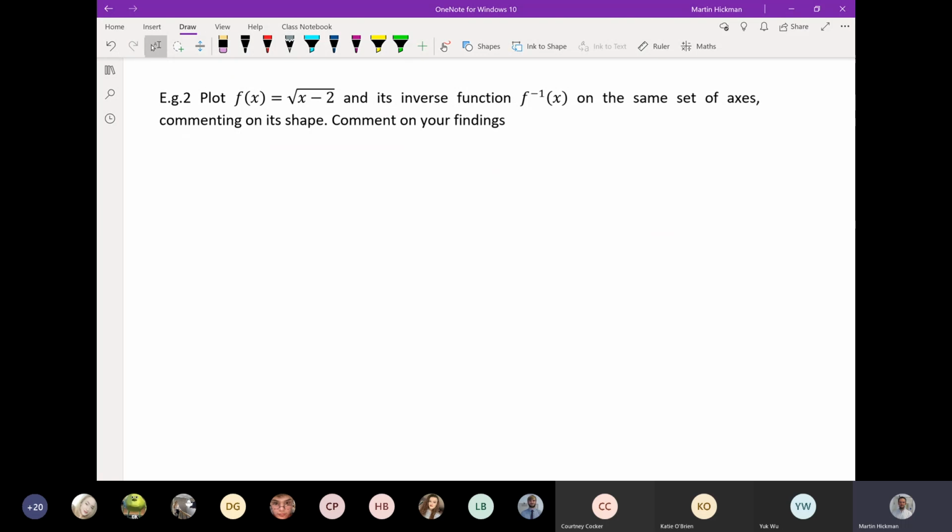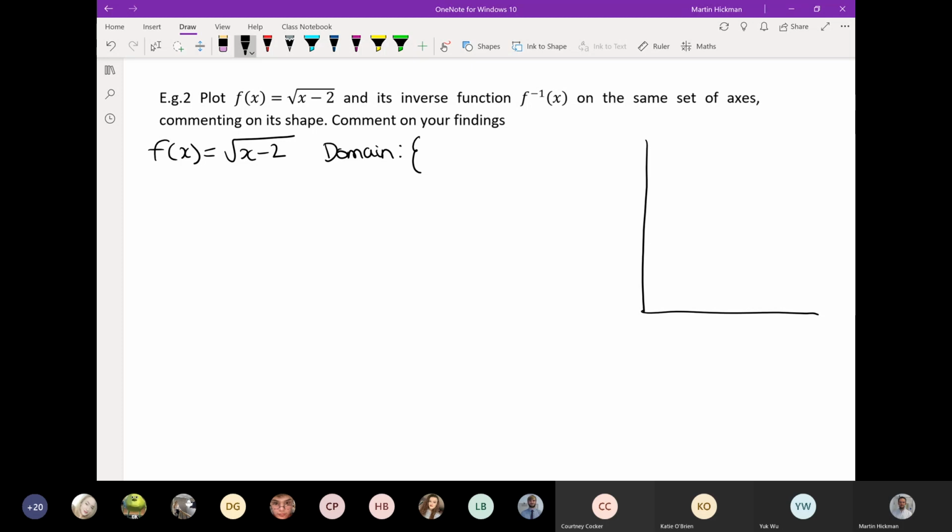Example 2. We've got f of x equals the square root of x minus 2. So the first thing I'm going to do is sketch what this looks like. Now, before I do so, I'm going to consider what the domain is here. Okay, so I know that x can be any real number, but there is a restriction on it.